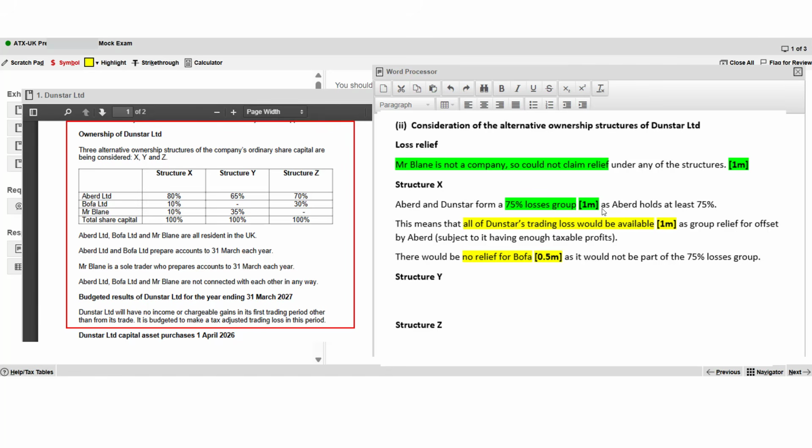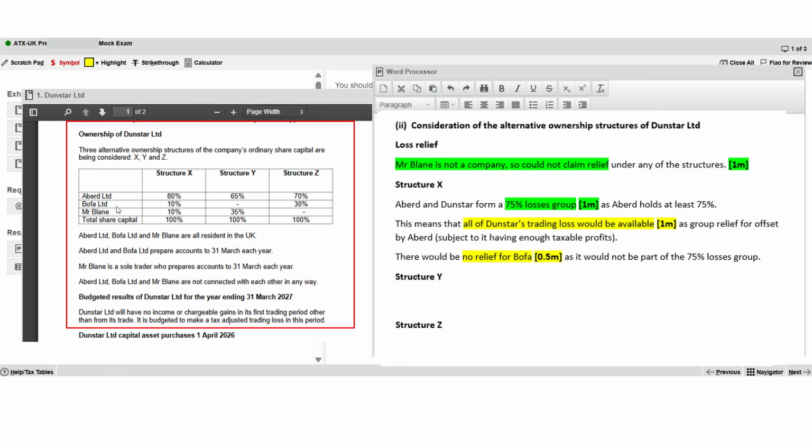A mark for recognising that A and D would form a 75% losses group. How much loss could be transferred? So these are maybe the less obvious points. All of the loss would be available. So within a group relief group, it doesn't matter whether you've got 75% or 80% or 100%, you can transfer as much loss as you like.